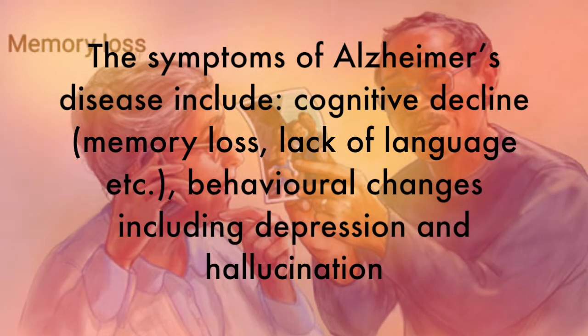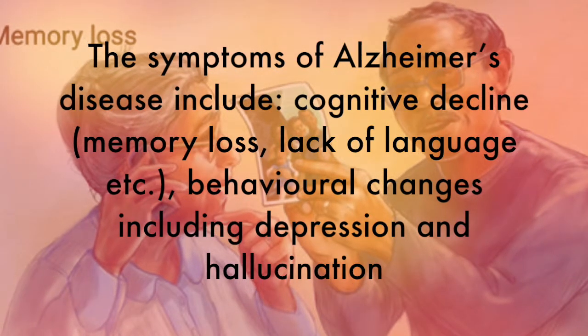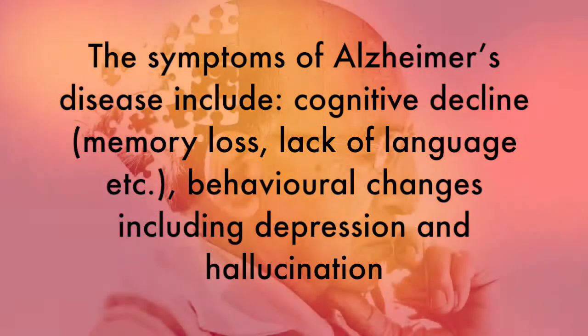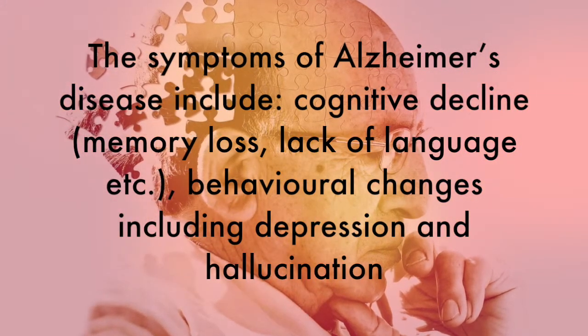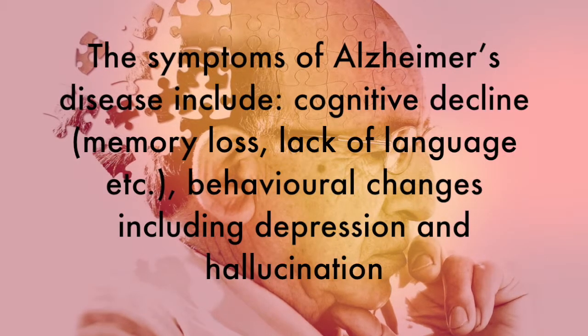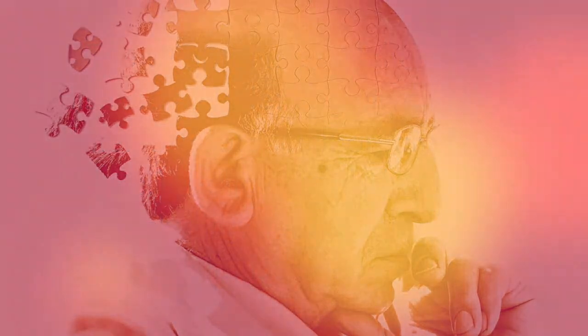Symptoms of Alzheimer's disease include cognitive decline involving memory loss, lack of visual perception, lack of language, and lack of concentration. Other symptoms involve behavioral changes such as depression and hallucination. The hallmarks of Alzheimer's disease are the deposits of amyloid beta, which form the characteristic amyloid plaques and neurofibrillary tangles.